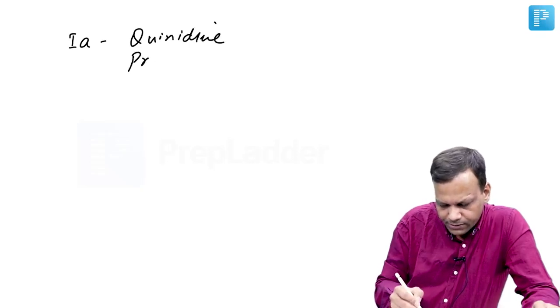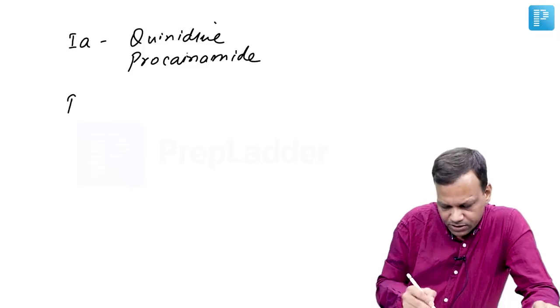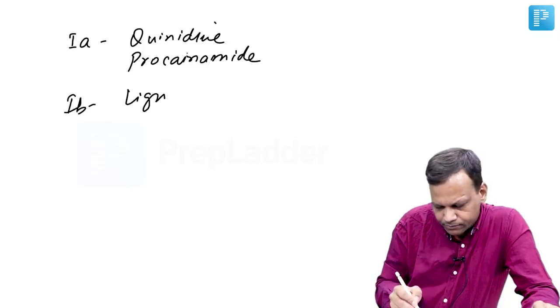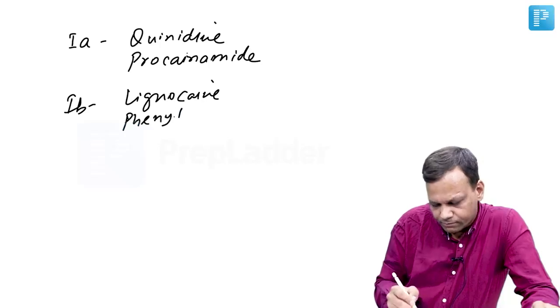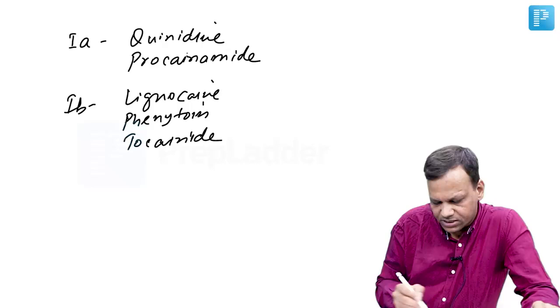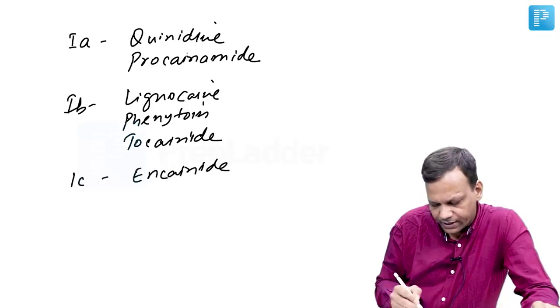Now drugs in this category: class 1A drugs include quinidine and procainamide. 1B drugs include lignocaine, phenytoin, and mexiletine. And 1C drugs include encainide and flecainide.